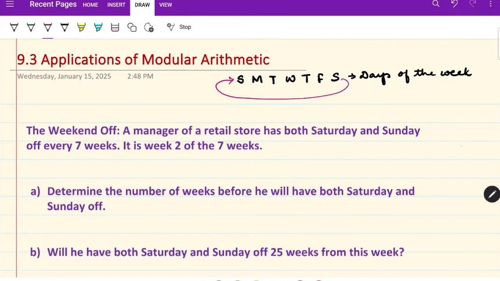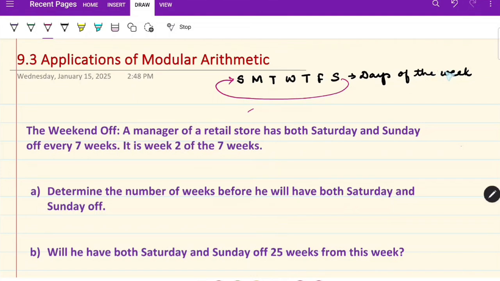Likewise, the months of the year, January, February, March, April, all the way through December, and then after December comes January all over again. The seasons, right? Starting from spring, summer, autumn, and then winter, and then back to spring again. That's cyclical. Now, every cycle has a length.